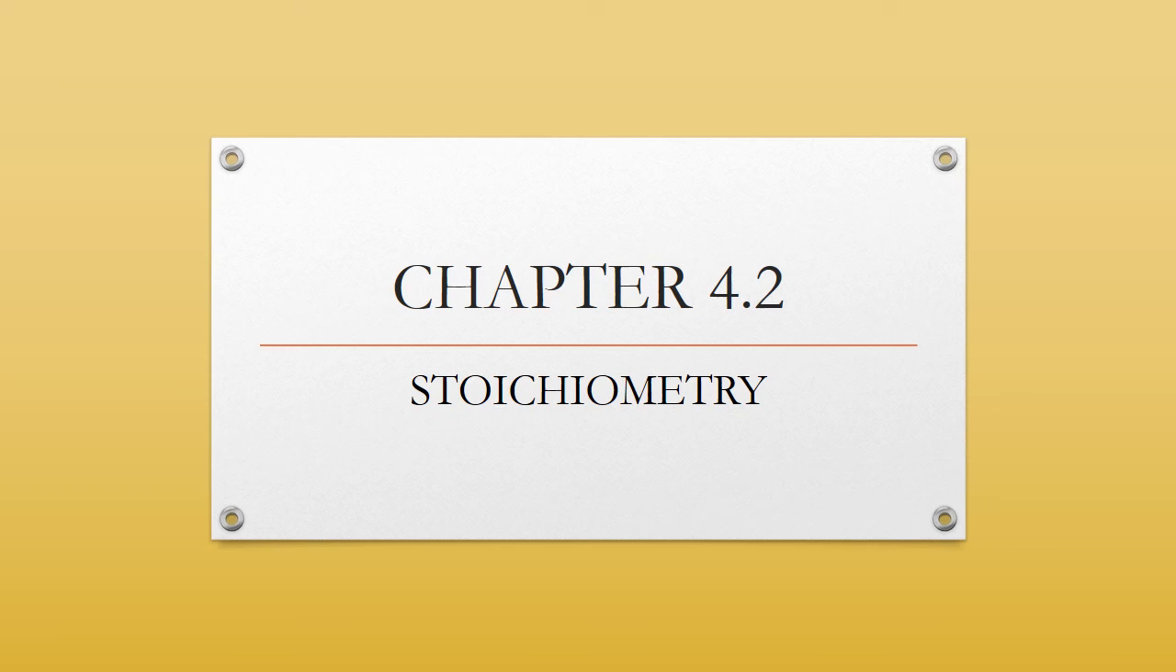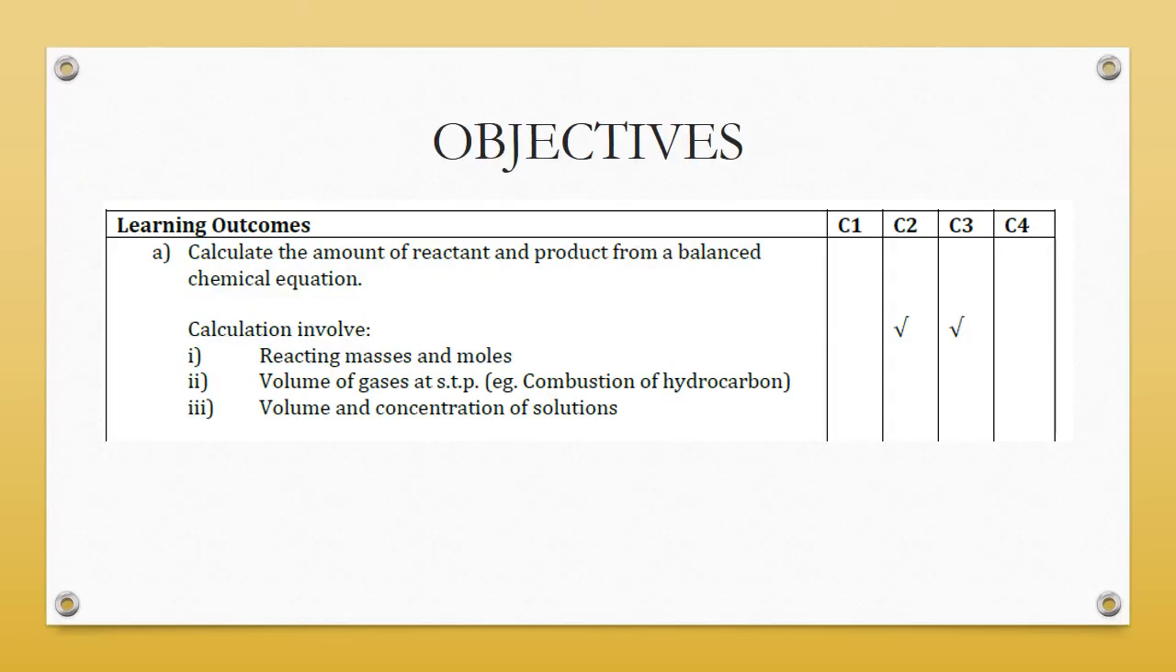Today we are going to discuss chapter 4.2 Stoichiometry. At the end of the lesson, you should be able to calculate the amount of reactant and product from a balanced chemical equation. The calculation will involve the reacting masses and mole, volume of gases, and also the volume and concentration of solution.